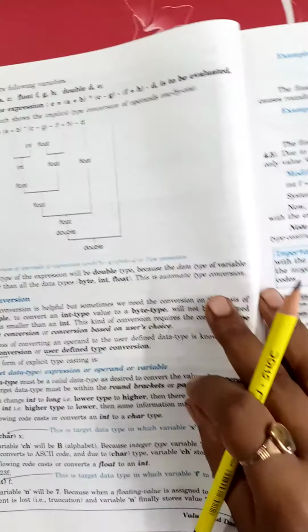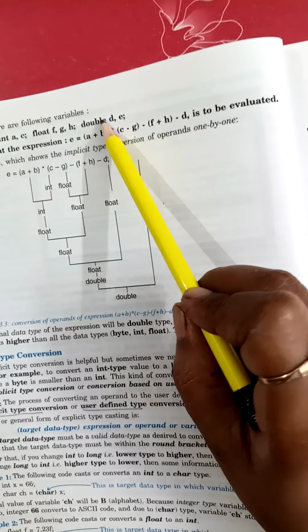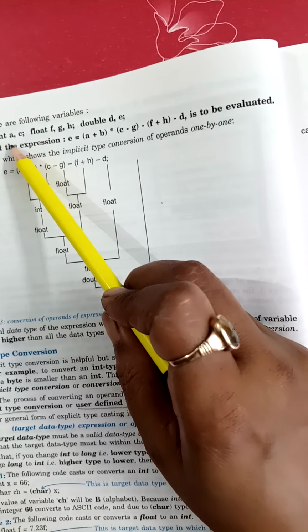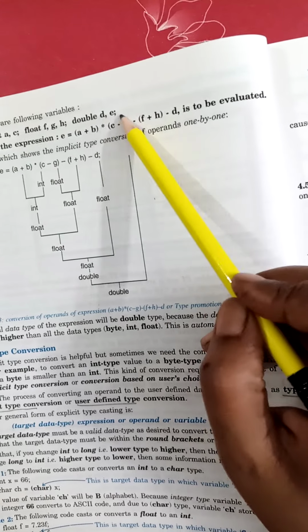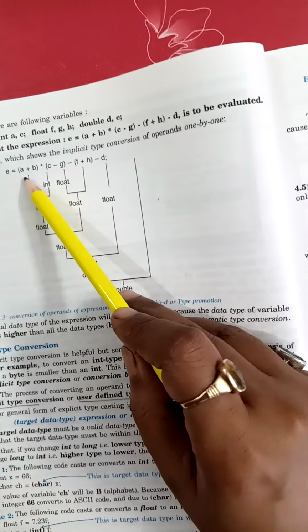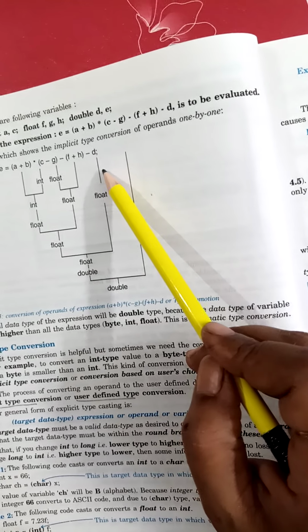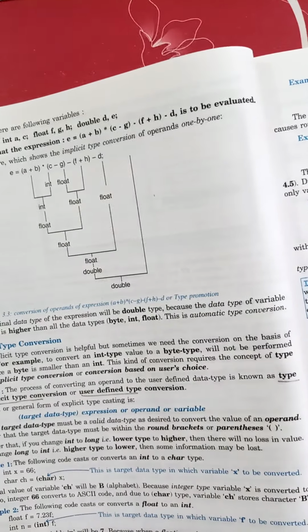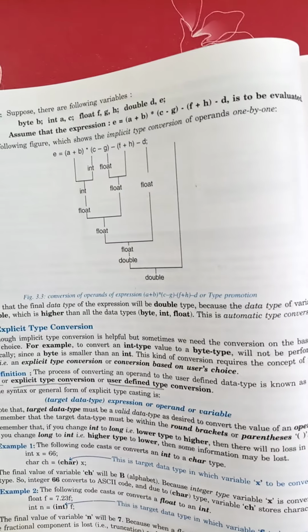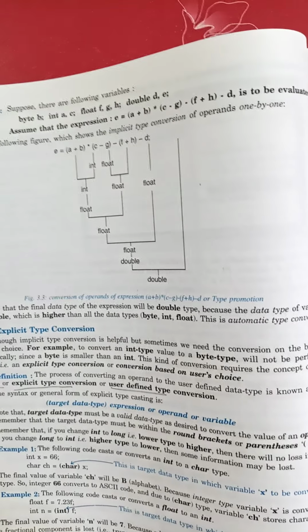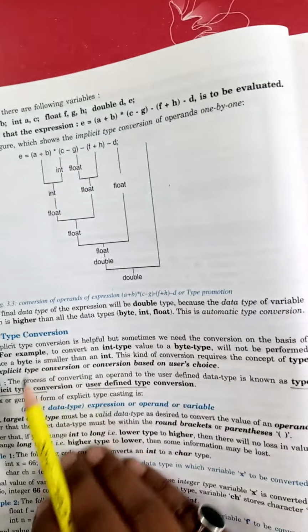For example, in this expression data types have been given: byte b, int a and c, two integers, three floats and two double values. It means implicit type conversion will be performed by the language compiler and the expression's type will be converted to double, as double is there. On the basis of these rules you will get that.